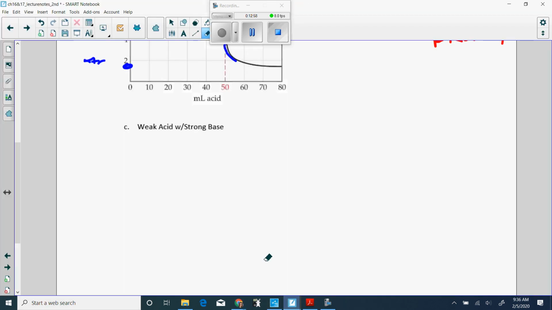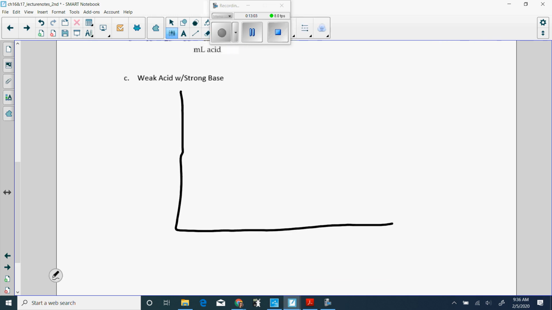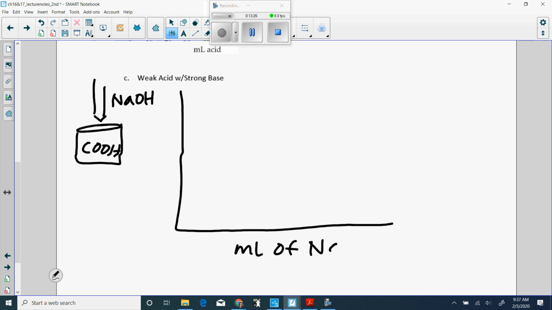Okay. So now let's draw our own graph. This time, what we're going to do is put a weak acid in the beaker. I'm just going to say KOO, NaKOO. A strong base is going to be sodium hydroxide. So my x-axis is still going to be milliliters of sodium hydroxide. Red sticks are pH probes, obviously, so our y-axis is going to be pH.